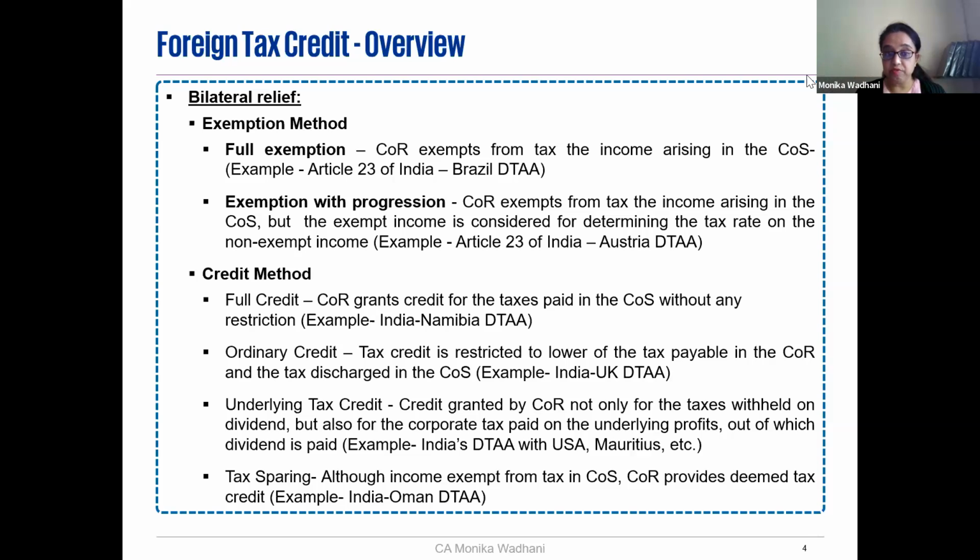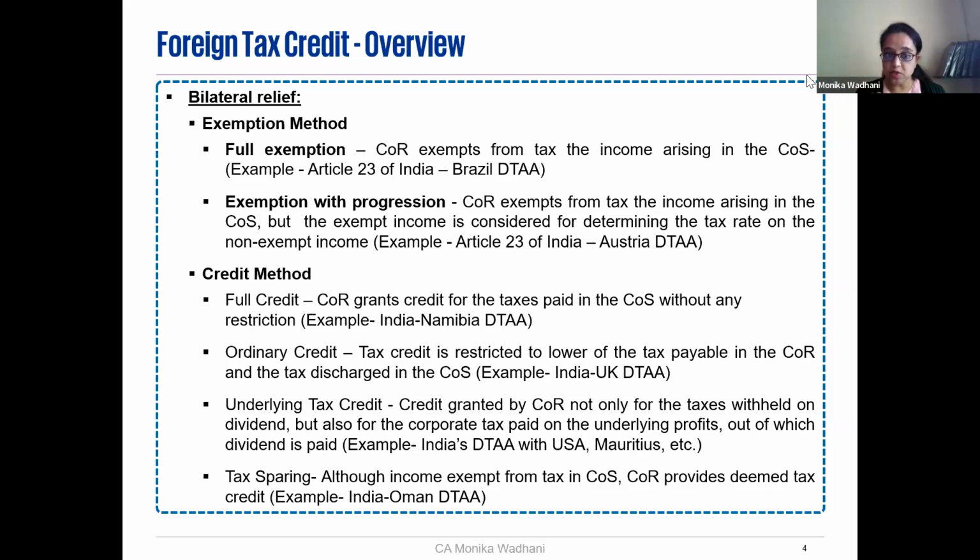Another method, which we largely see in Indian treaties, is the credit method. Under the credit method, income is not exempted in the country of residence, but the country of residence grants credit for the taxes which are paid in the country of source. Depending on further methods, if it is a full credit method, then there is no restriction. The full tax which is paid in the country of source will be eligible for credit in the country of residence. For example, the India-Namibia treaty.